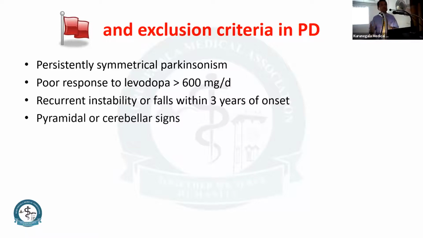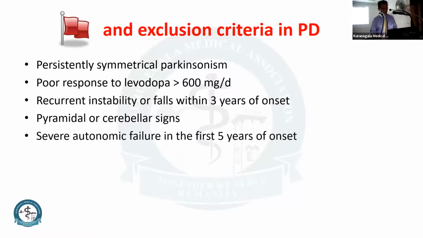The problem is with the extrapyramidal system, not the pyramidal or the cerebellar system. So you're not going to find pyramidal signs. You're not going to find cerebellar signs like ataxia. If you remember the MCQ, ataxia is a feature of Parkinson disease. No, it is not. Because you don't get cerebellar signs in Parkinson disease. Severe autonomic failure does not occur in the early phase of Parkinson. It may occur in the late disease, but not in early disease. If it occurs early in the disease, then it is an atypical Parkinsonian syndrome rather than Parkinson disease.